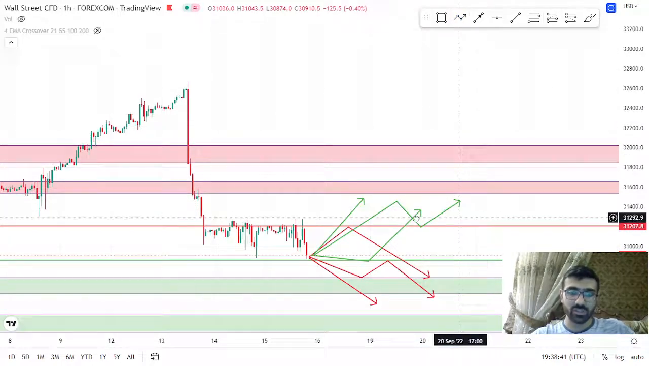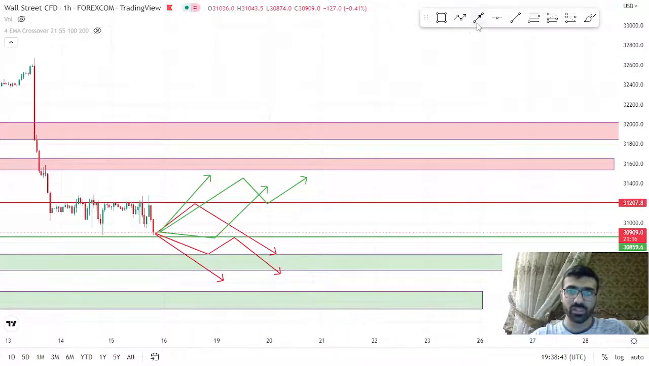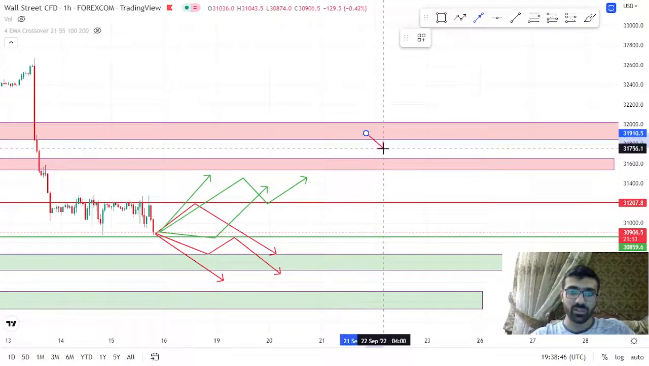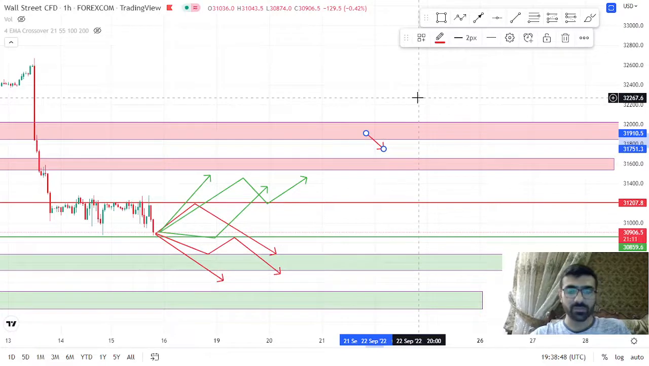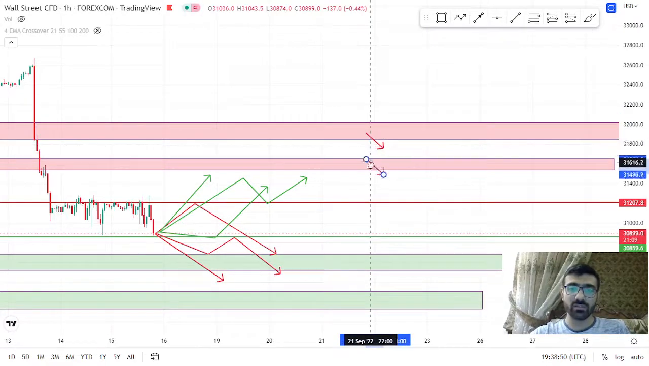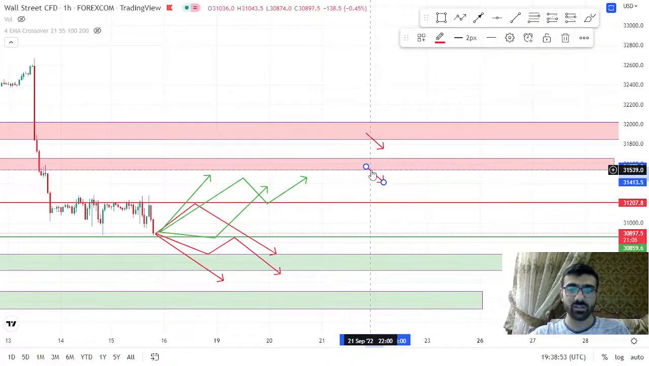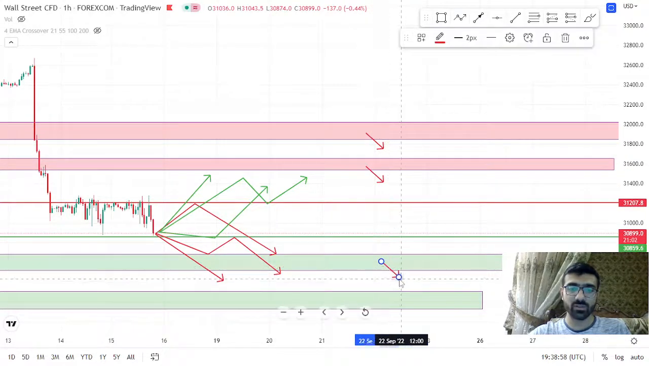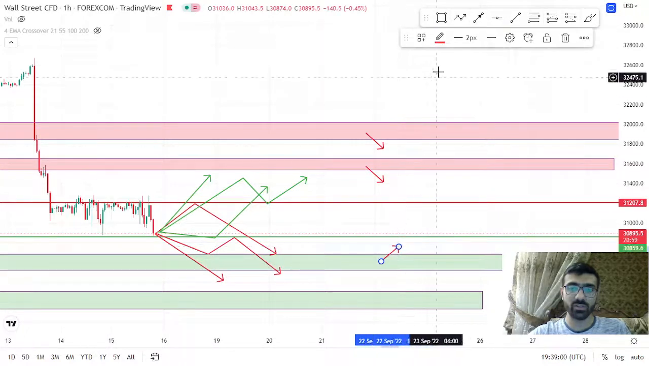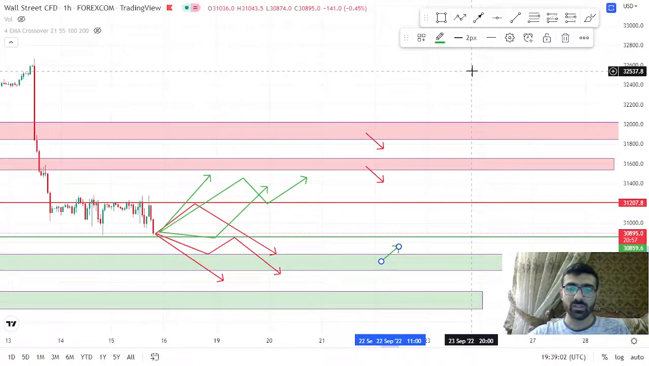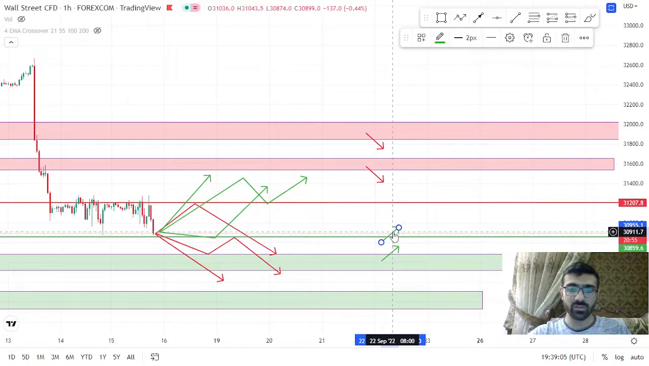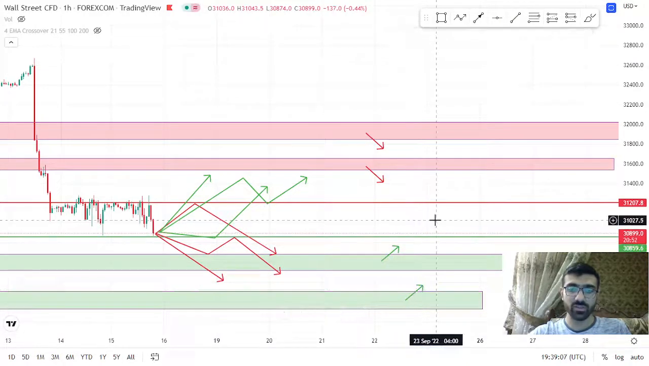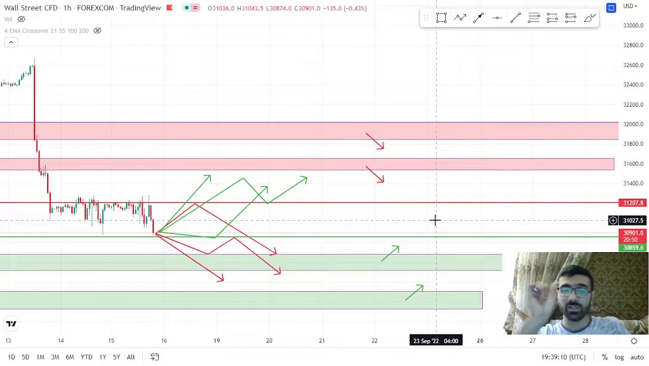Okay, so now the bonus areas to buy and sell this pair would be this area, and the next area would be this area. Okay, so the bonus areas to buy would be this area, and after this the next area to buy would be this area. Okay, so these four areas are the bonus areas from where the market can go sell and buy.